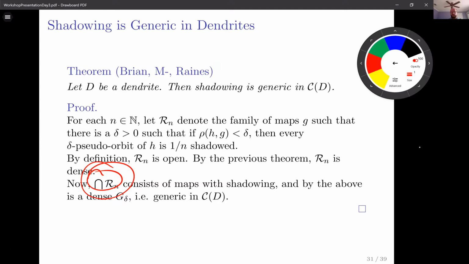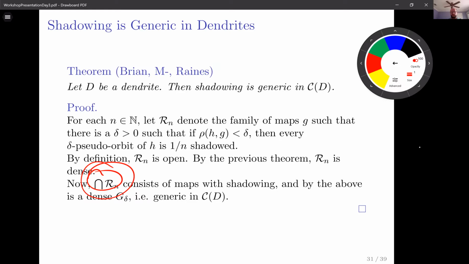Now, are there other functions with shadowing? Maybe, but these are some of them. Okay? And so we have a subset of the maps with shadowing that is a dense G delta. So in a very, very real topological sense, most maps on the dendrite D have the shadowing property.